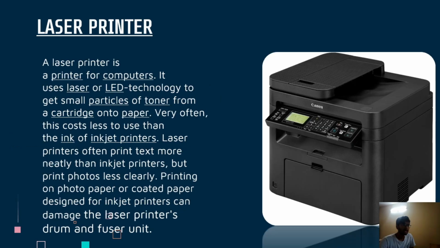Laser printer. A laser printer is a printer for computers. It uses laser to get small particles of toner from a cartridge onto paper. Very often, this costs less to use than the ink of inkjet printers. Laser printers often print text more neatly than inkjet printers, but print photos less clearly. Printing on photo paper or coated paper designed for inkjet printers can damage the laser printer's drum and diffuser unit.